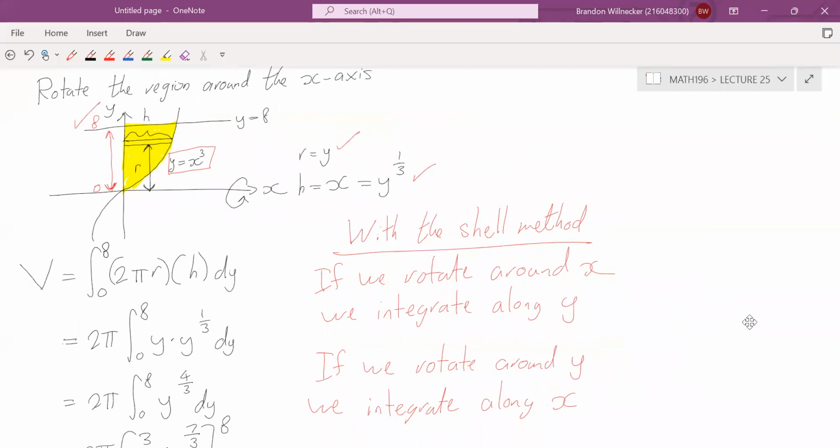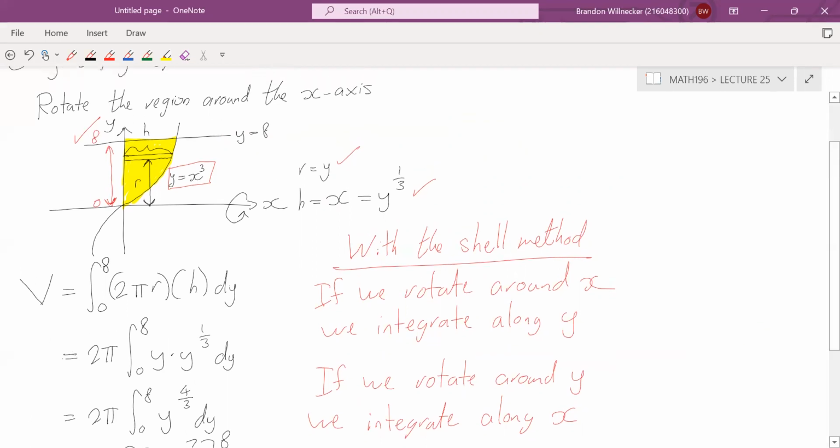Okay, so remember back to the first lecture on the shell method, where I showed you how we cut it up into shells. So if we're rotating around the y-axis, the shells go out horizontally. So we integrate along x. And if we rotate around the x-axis, we see that the shells are going up vertically, so we have to integrate along y. Okay.